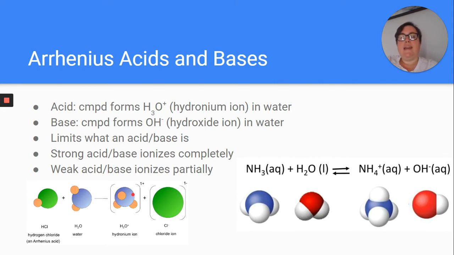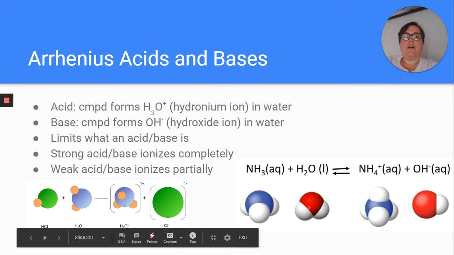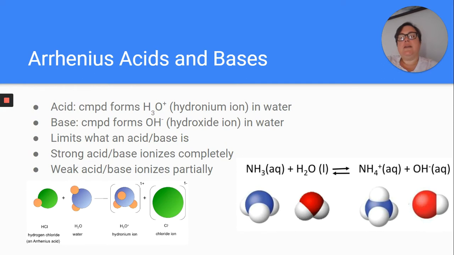An Arrhenius base forms hydroxide in water. So here we have our water. It gives away that hydrogen to form ammonium, and we have hydroxide. Now, this limits our definitions of acids and bases, so it's not the best definition. We're going to talk about a better one in just a second.